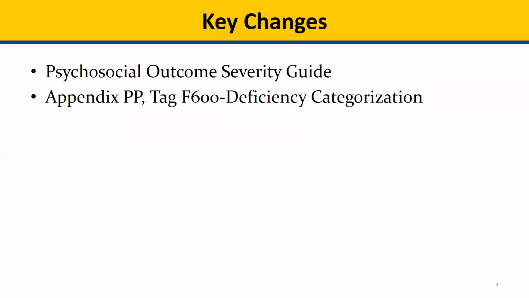During this training, we'll be reviewing revisions made to the Psychosocial Outcome Severity Guide. The guide shows surveyors how to consider the psychosocial outcome to a resident as a result of a facility's noncompliance. In addition, this training reviews how to apply the principles described in the Psychosocial Outcome Severity Guide to cases of abuse at tag F600 and Appendix PP.